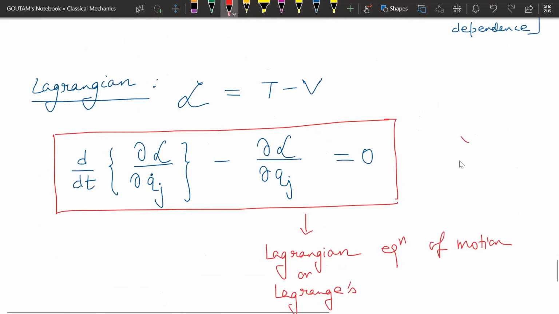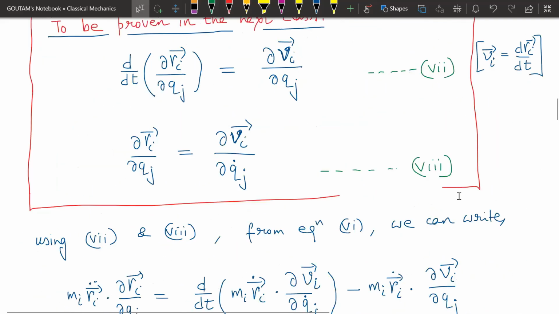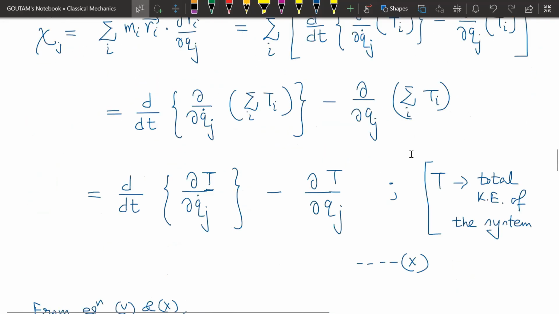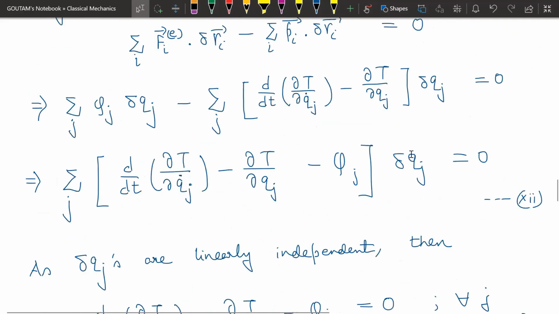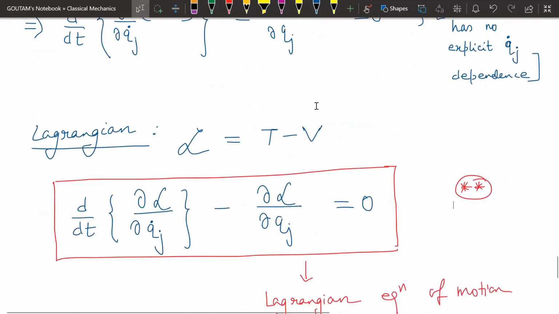So it's a very important equation, and we will use it to solve many problems in this chapter. In the next lecture, we will derive these two equations first. And then we will talk about the uniqueness of this Lagrange's equation. Is the choice of this Lagrangian unique? It's an easy choice, kinetic energy minus potential energy. But is it the only choice we have?